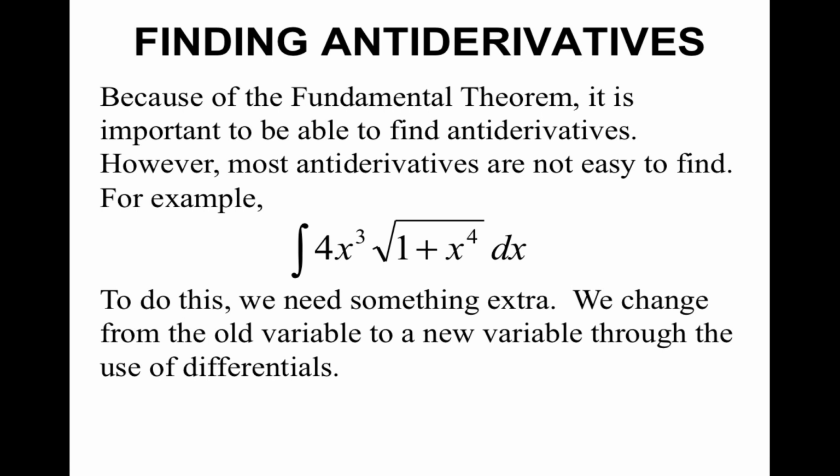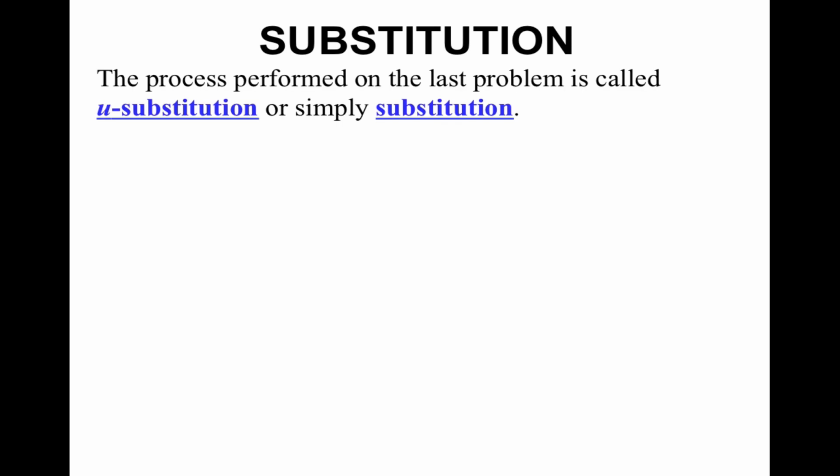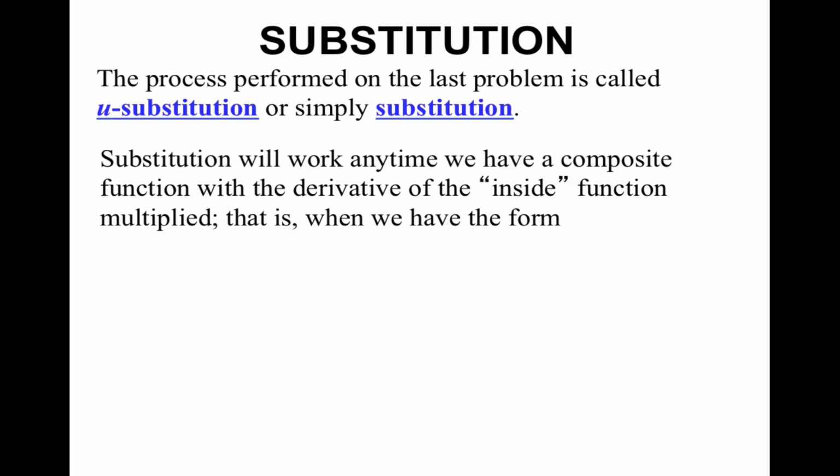What we have to do is change from the old variable to a new variable through the use of differentials. And we call this substitution. So the process performed on the last problem is called U-substitution, or simply substitution. Substitution will work anytime we have a composite function with the derivative of the inside function multiplied. That is, when we have the form f of g of x times the derivative of g of x, and that's your integrand.